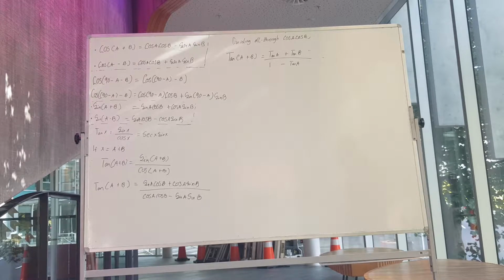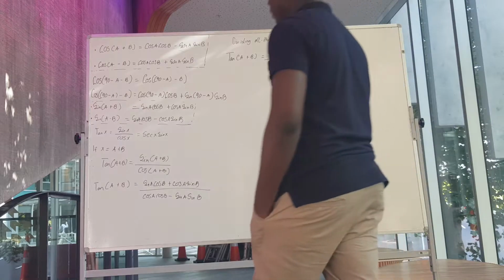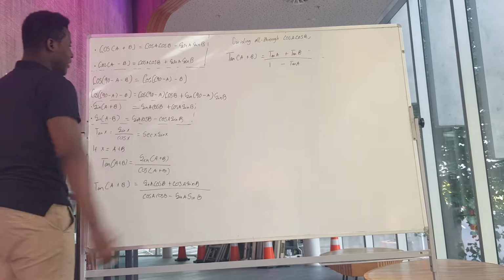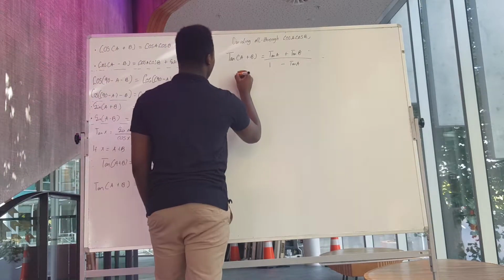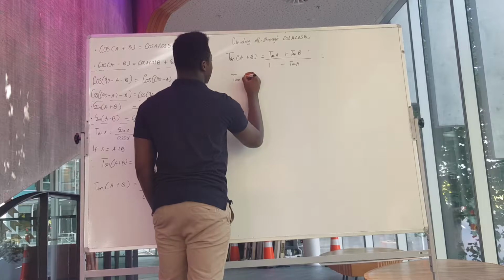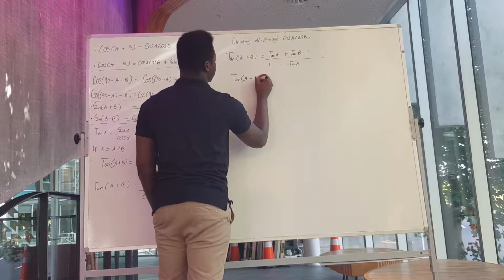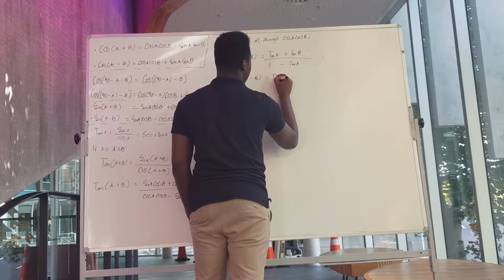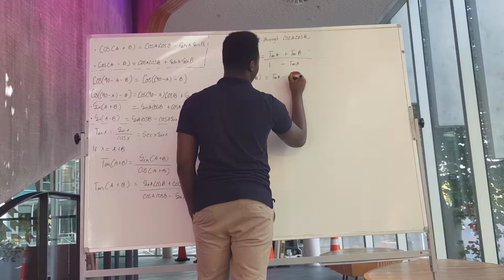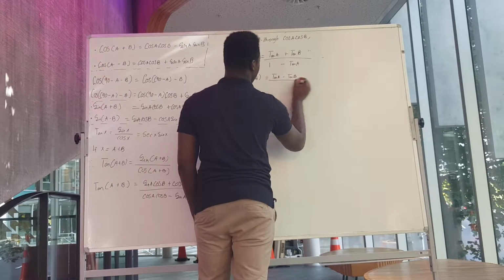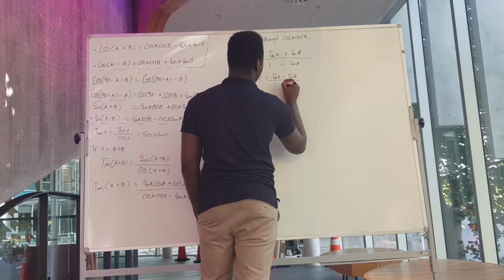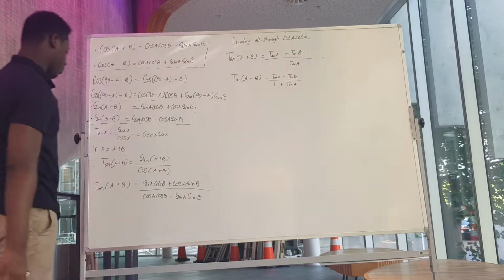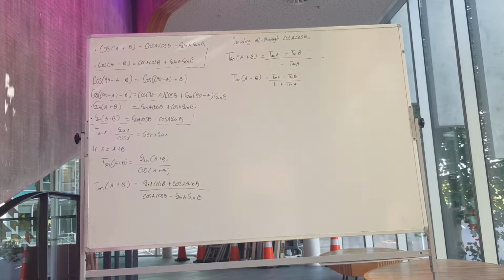Okay, so that's that for tan(A + B). We can use the same way we had to prove this, and just invert the sign here. So tan(A - B) is equal to (tan A - tan B) divided by (1 + tan A tan B). That makes sense.